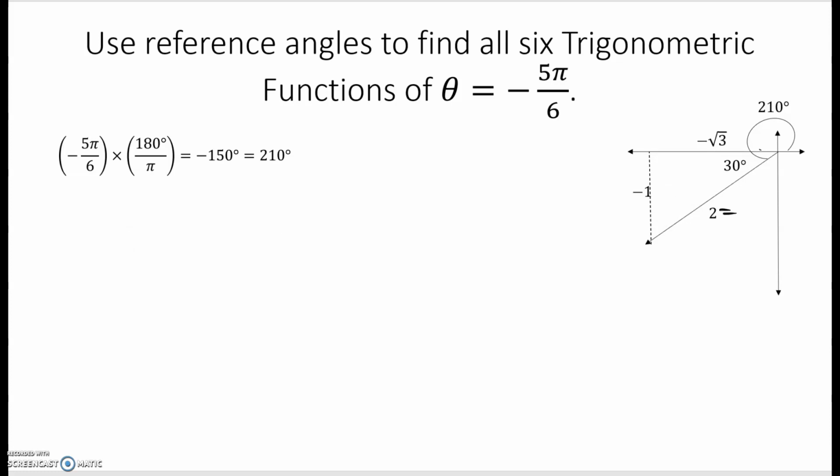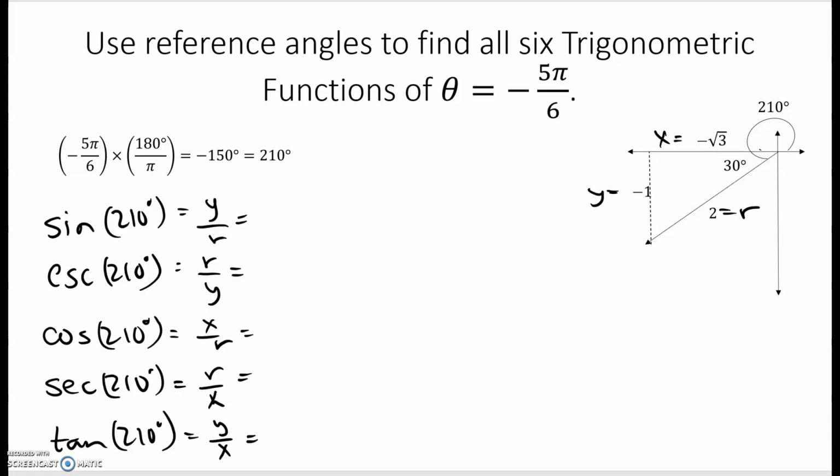Okay, once you've got all that, then you're ready to find all 6 trig functions. Because this is your r, this is your y, and this is your x value. Okay, so sine of 210 will be y over r, so that'll be negative 1 over 2. The reciprocal of sine is cosecant, so that'll be r over y, so that'll be negative 2 over 1, or negative 2. Cosine of 210 will be x over r, so negative square root of 3 over 2. Radical is in the top, so that's fine. Secant of 210, which is the reciprocal of cosine, will be negative 2 over square root of 3.